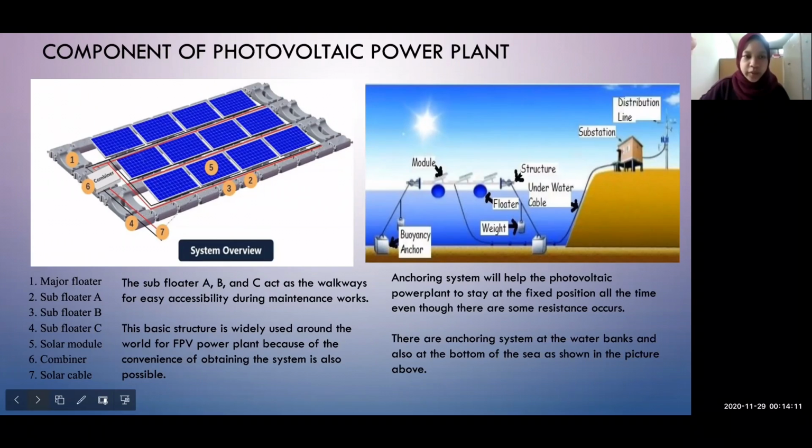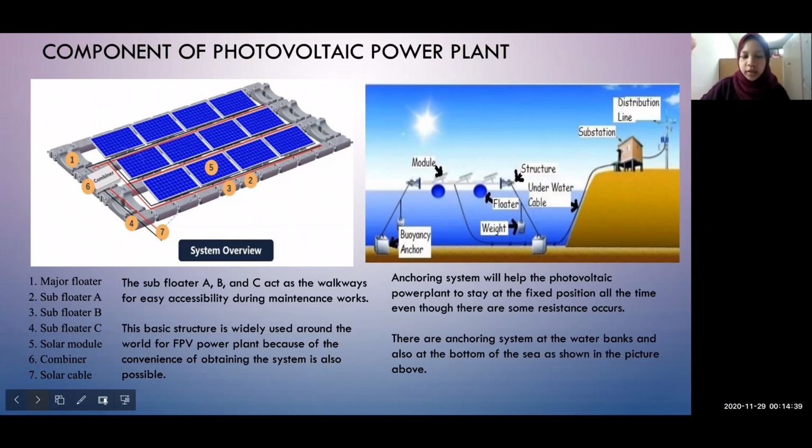There are 7 main components for photovoltaic power plant, which are major floater, subfloater A, subfloater B, subfloater C, solar module, combiner, solar cable. The subfloaters A, B, and C act as the walkways for easy accessibility during maintenance works. This basic structure is widely used around the world for FPV power plant because of the convenience of obtaining the system.